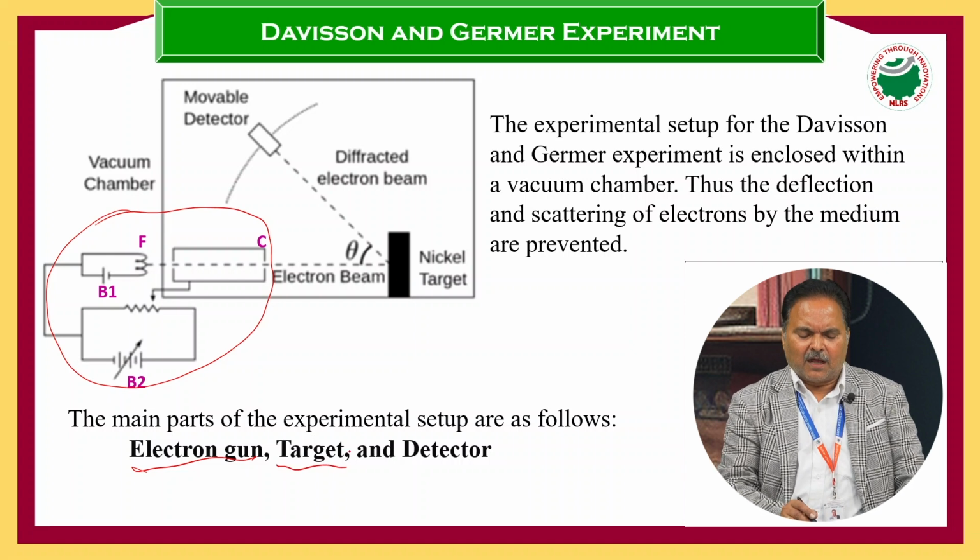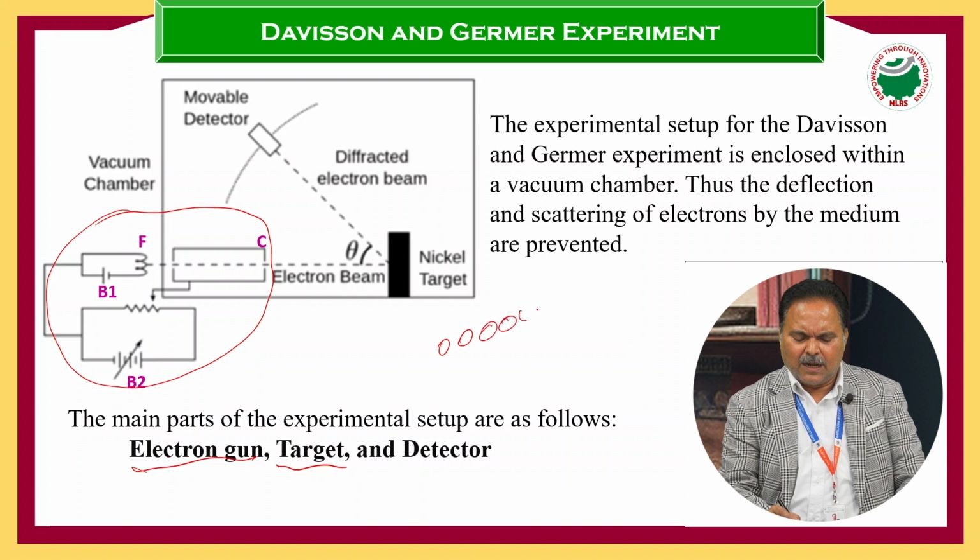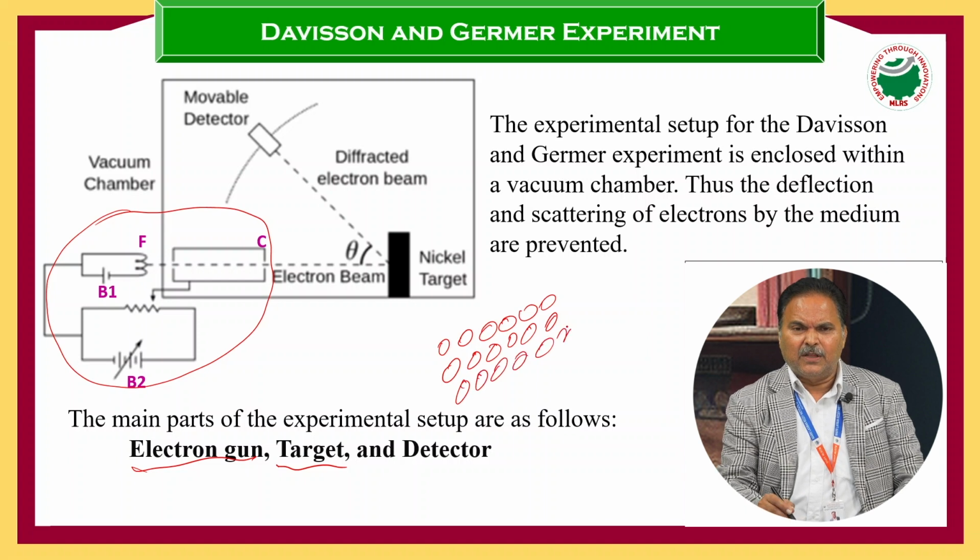The second one is the target. Here they used a nickel crystal, because nickel has a crystal property. Crystal means a proper arrangement of atoms. If the first layer is like this, the second layer is similar, and the third one also similar. That means the distance between two atoms in every position is similar. That is a crystal. If some positions are homogeneous and some other places are different, that is polycrystalline. This one is crystalline.